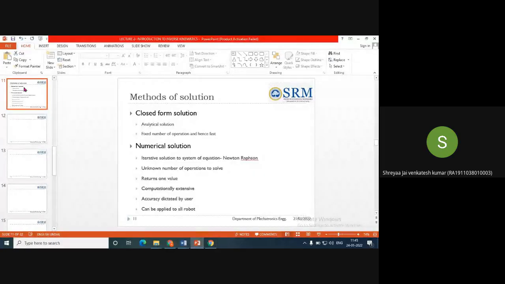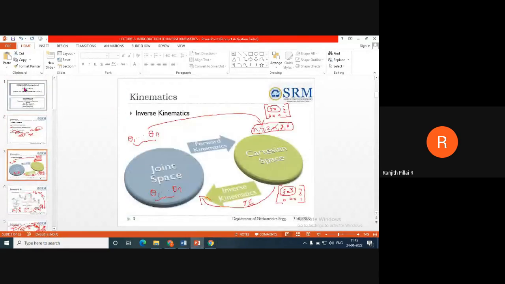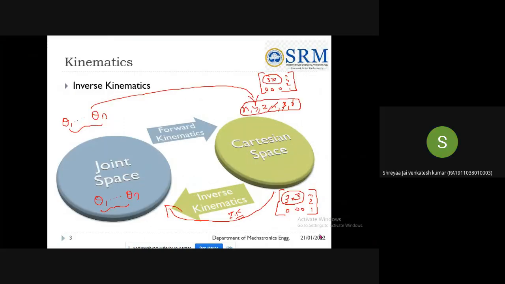So you started with inverse kinematics. Good. Yes, we started with inverse kinematics. Did I give you the basics of inverse kinematics? I think yes, right? Yes, sir. So is forward kinematics important for inverse kinematics? Forward kinematic model? Yes, sir, it is.